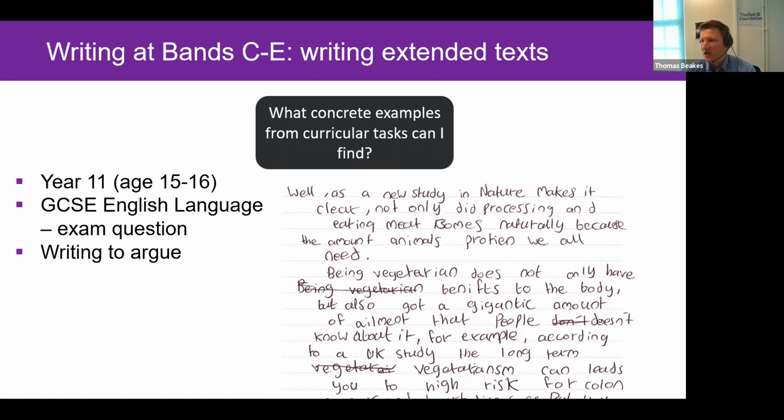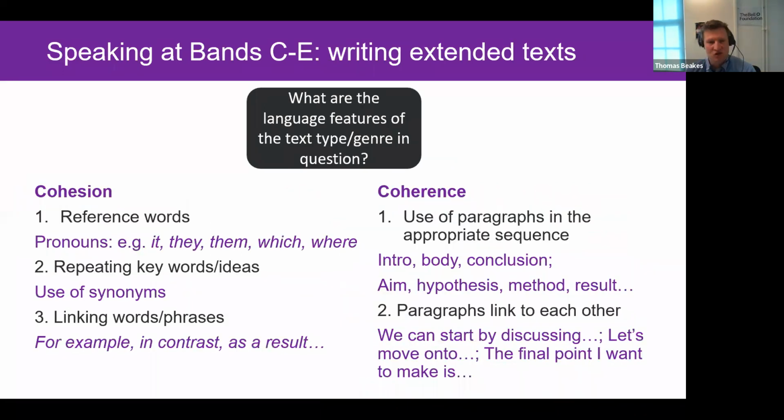But I wanted to show you how actually a quite small bit of text can give us quite a lot of insights. So we've got an example. Next, we need to consider what are the language features that we're looking for. So if we want to focus on cohesion and coherence, again, here's a list of things that we might be looking at. Things like reference words, the repetition of keywords and ideas, in particular, then the use of synonyms so that we're not constantly repeating ourselves.